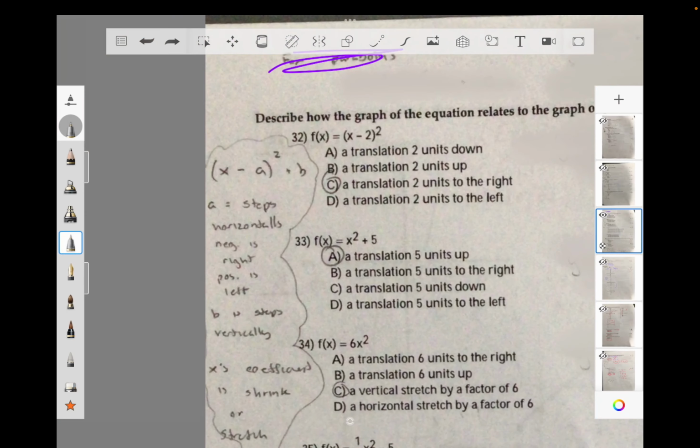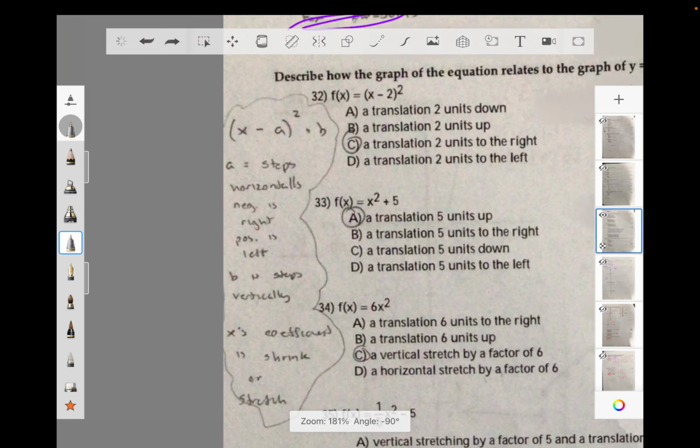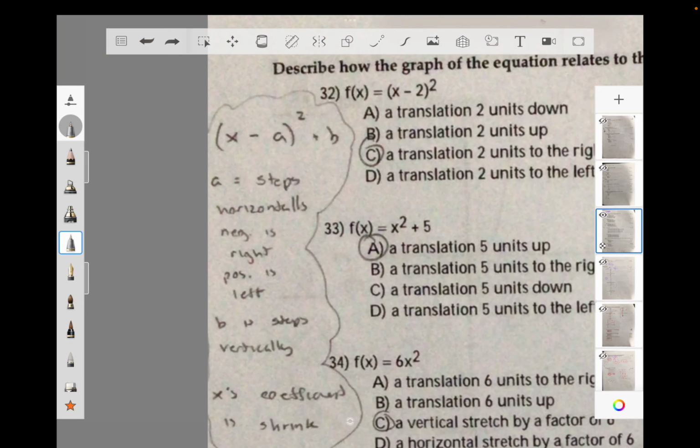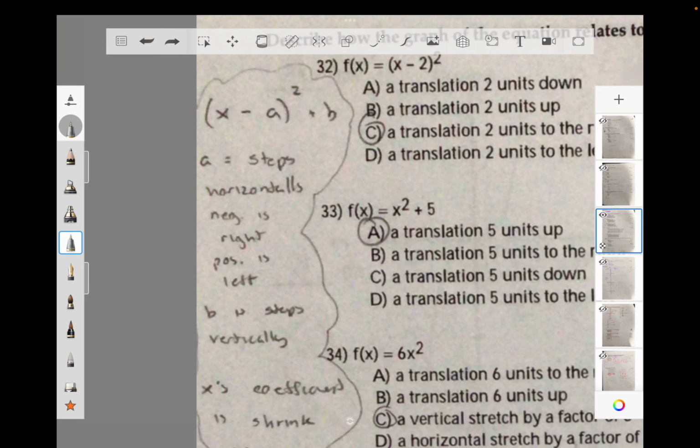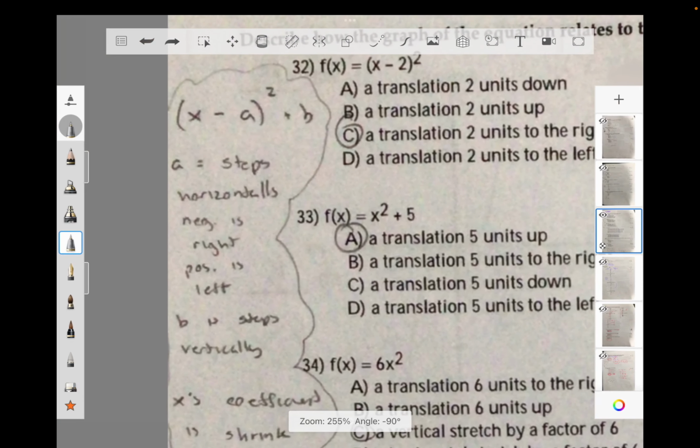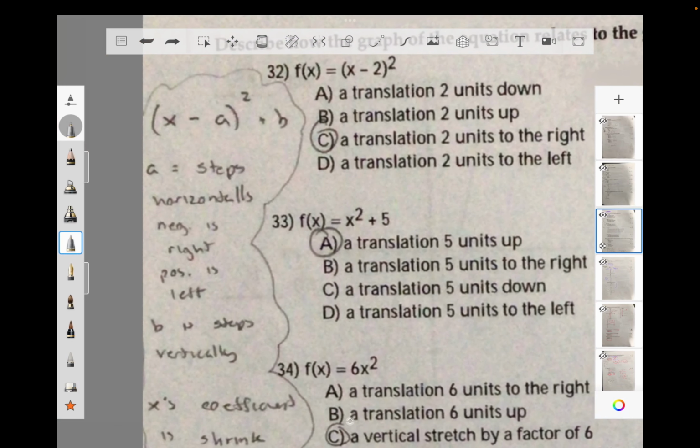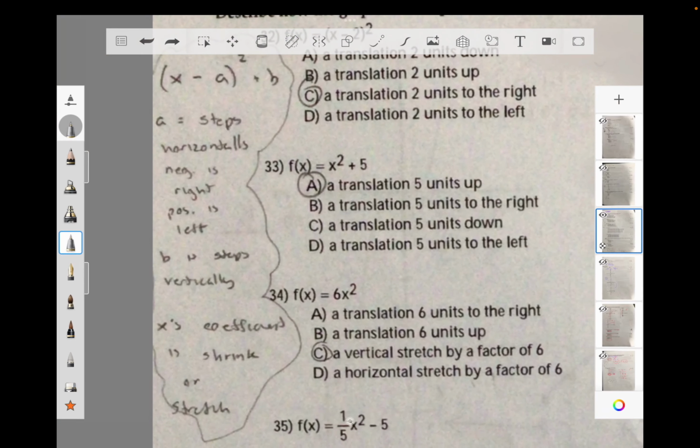And so using this little note I have inside, x minus a squared plus b. A is the steps horizontally, right? However it moves right or left. If a is negative, it moves right. If it's positive, it moves left. B is how the graph moves vertically. If it's positive, it moves up. If it's negative, it moves down. We'll worry about this one in a second.